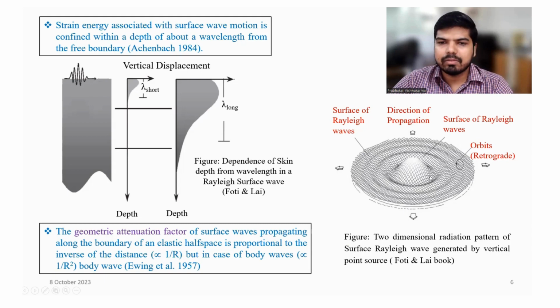In case of surface wave, there is a geometric attenuation function. The geometric attenuation factor of a surface wave propagating along the boundary of an elastic half space is proportional to the inverse of distance. And in case of body wave, it will attenuate as 1 by r square, where r is the distance. So the influence of body wave dissipates earlier, but surface wave propagates for a longer distance.